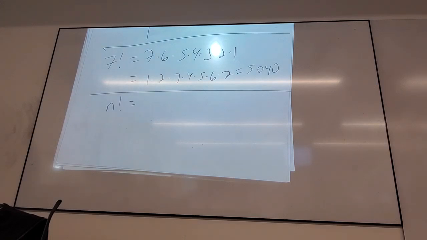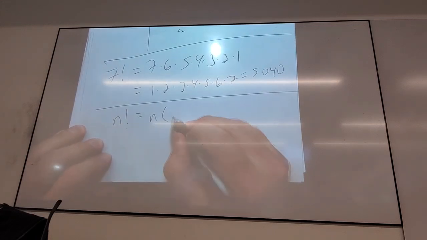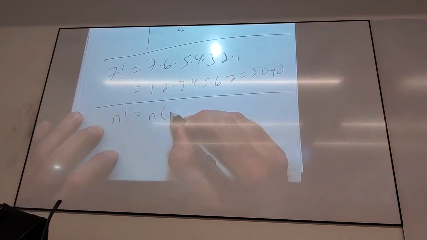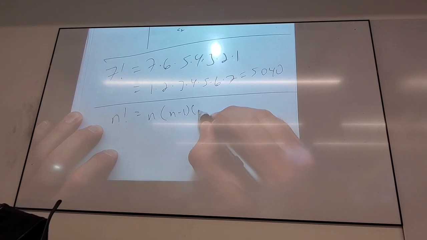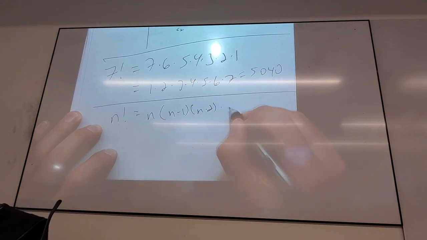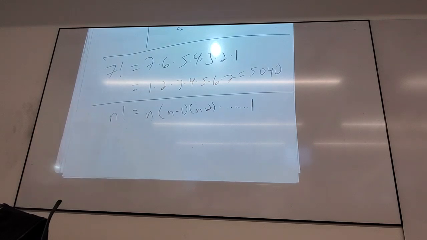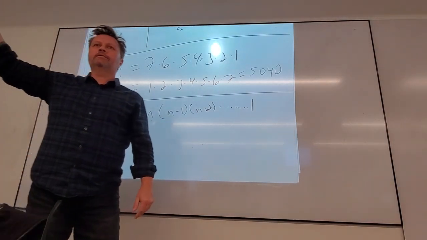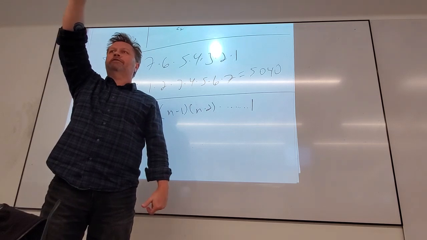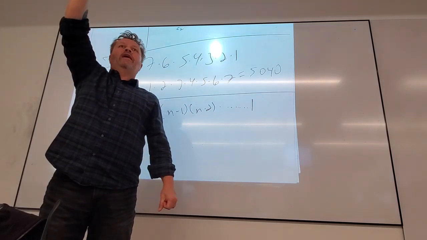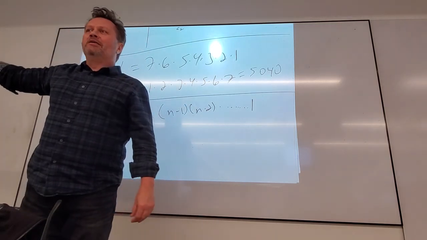You multiply all the numbers starting with n down to 1. Okay, so let's see. n times n minus 1 times n minus 2 times... where do I stop? 1. Okay. So how long that list is depends on how big n is. I could stop at the first element. If it's 1 factorial, it's equal to 1, yes?